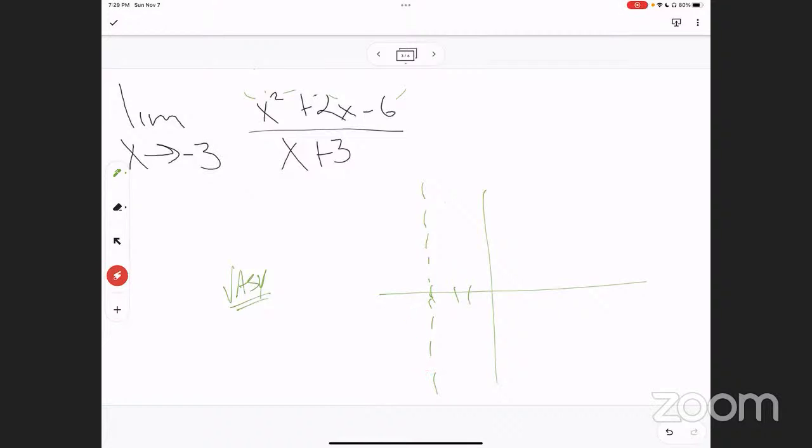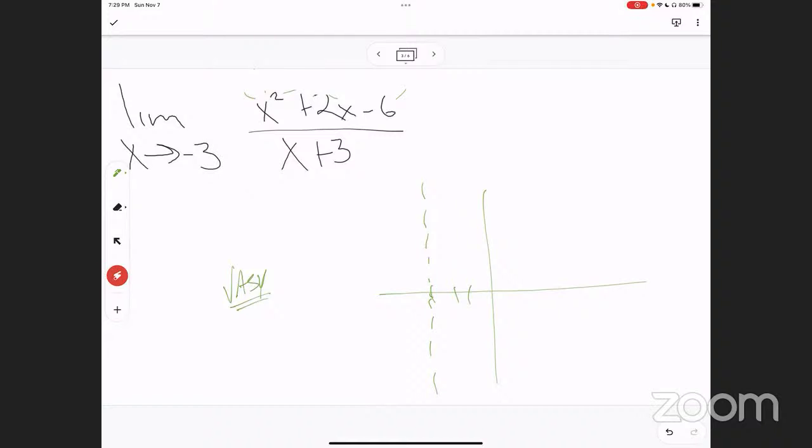Get that? Yeah. So it's either going to be approached this way and this way, or it's going to be approached from the right going up and from the left going down. That's what happens when the multiplicity of that factor is odd.